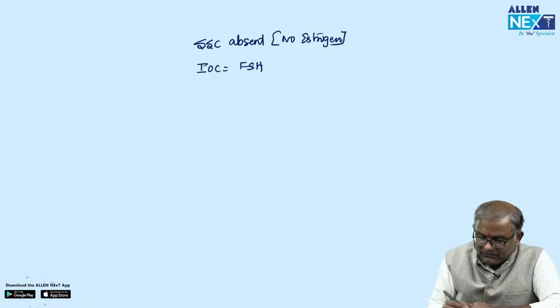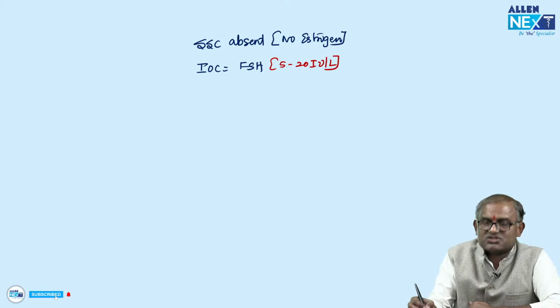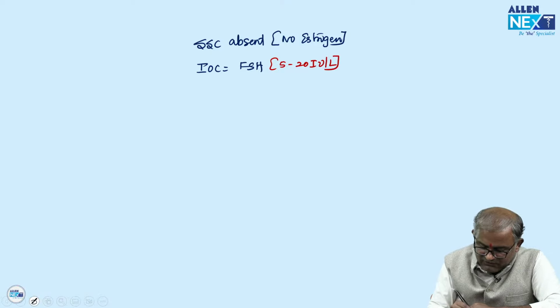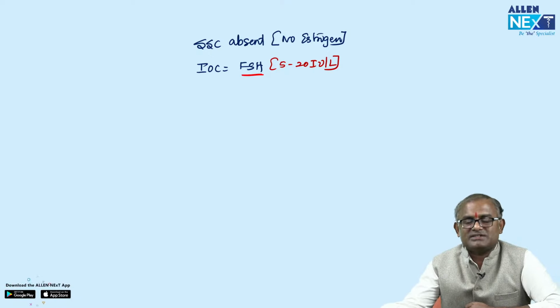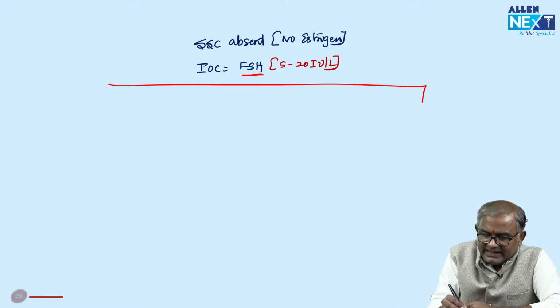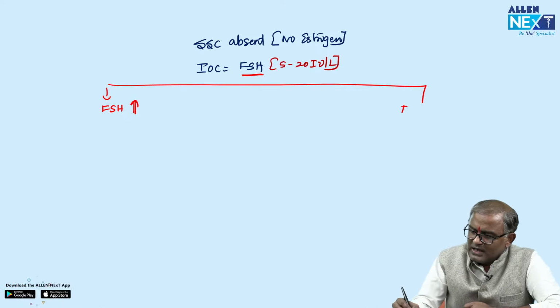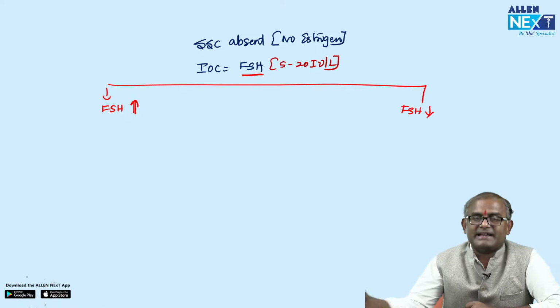What is the normal level of FSH? It is 5 to 20 international unit per liter. Investigation of choice is FSH, and normal level of FSH is how much? 5 to 20. Now, dear doctor, if FSH is increasing, what is the cause? Or if FSH is decreasing, what is the cause?